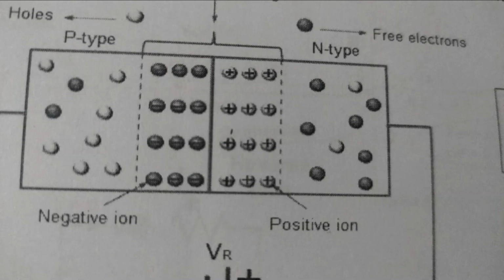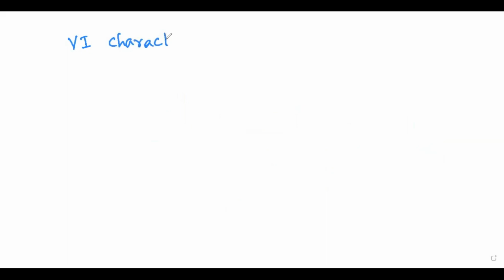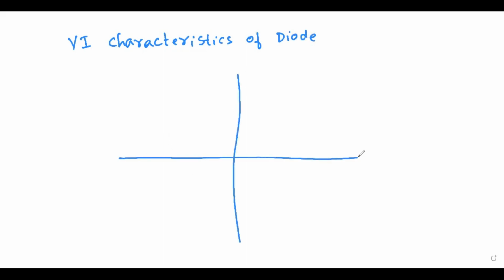In forward bias, as the forward voltage is increased, the depletion region width decreases. And in reverse bias, when the reverse voltage is increased, the depletion region width increases. Now let us look at the voltage versus current characteristics of a diode.